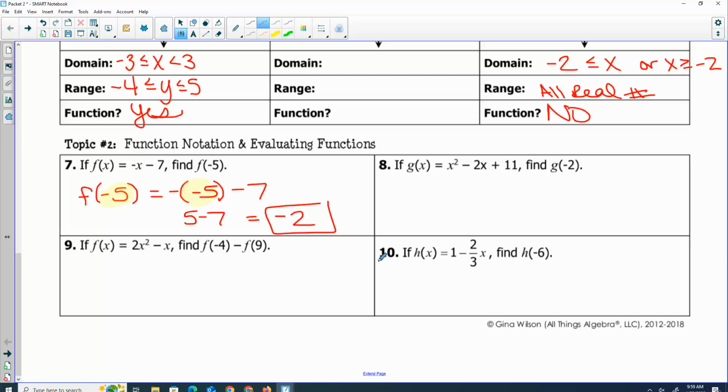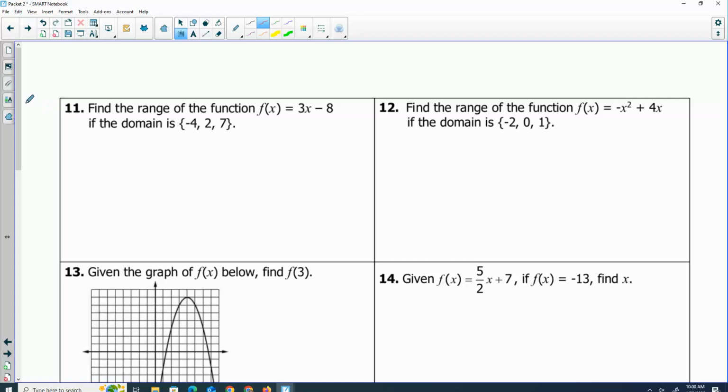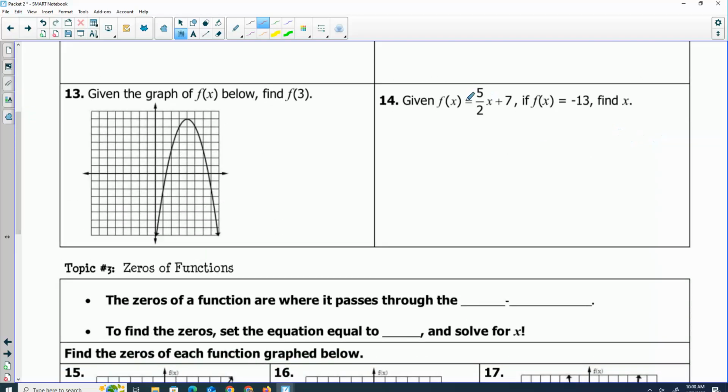Let's jump to problem 13. It's still asking for that function notation, but it's giving it to us in a different way. So on the graph, instead of giving us the equation, it gave us a picture. And it wants f of 3. Okay, think about your notation. The number in parentheses is the x, so 3 is the x. So what this means is if x is 3, what is your y equal to? That's what we're trying to find.